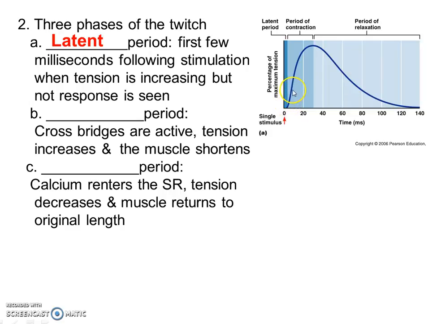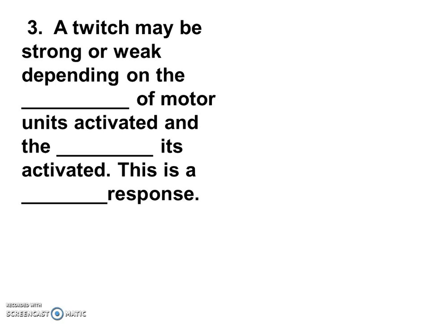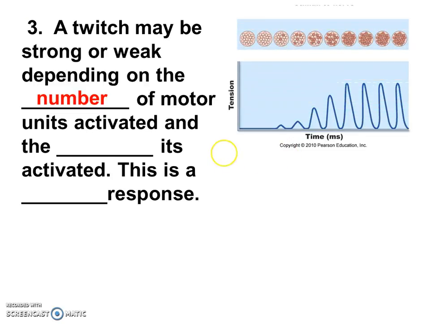When the calcium is released and we uncover the binding sites and the muscle starts to contract, that is the contraction period. And then when the potassium channels open to cause repolarization and the movement of calcium back into the sarcoplasmic reticulum, the muscle relaxes, so that's the relaxation period. Calcium returns to the sarcoplasmic reticulum, tension decreases, and the muscle returns to the original length. A twitch may be strong or weak depending on the motor units involved.